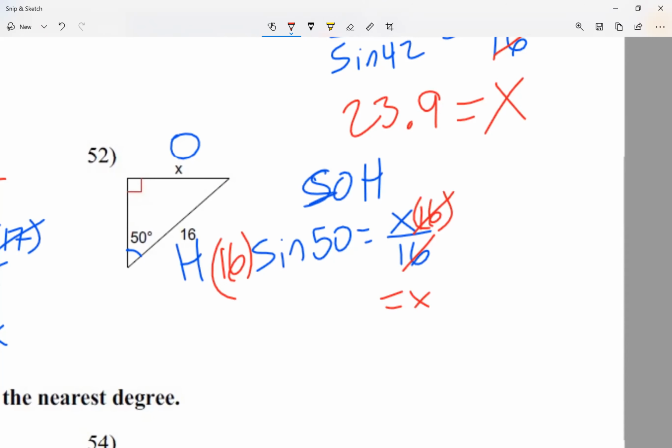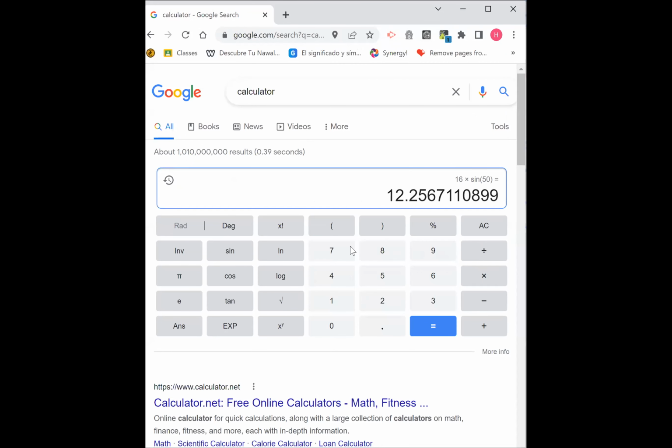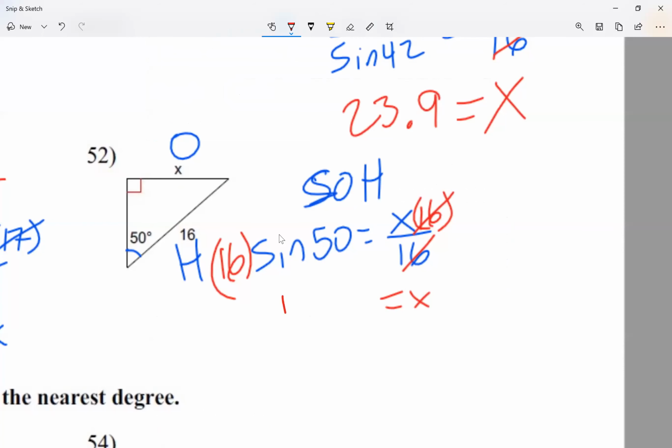Now I'm just going to grab my calculator. I'm going to go 16 times sine of 50. So let me share my calculator here. 16 times sine of 50. That's what I had, right? Yeah, 16 times sine of 50. It tells me 12.25. All right, the 5 is big enough, so it's going to give me 12.3. Come back to my work. 12.3.